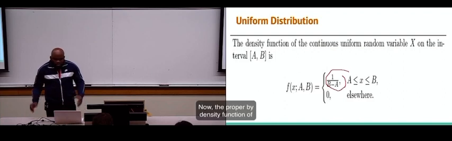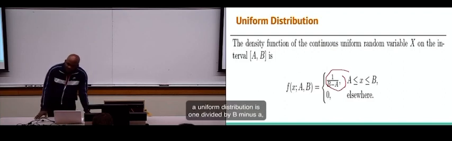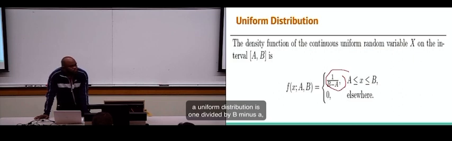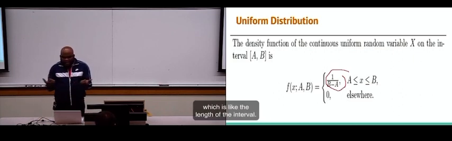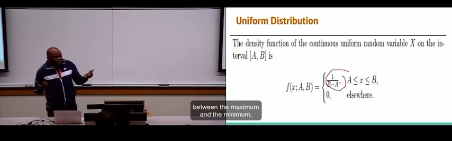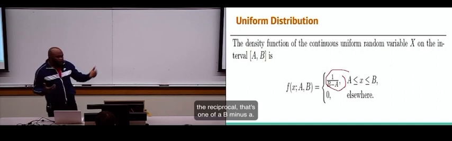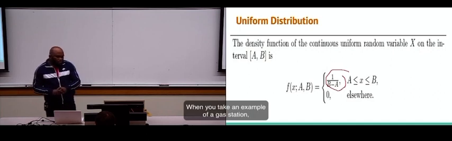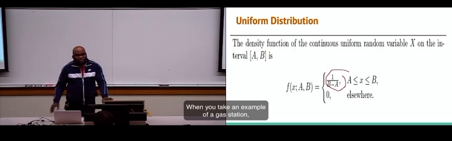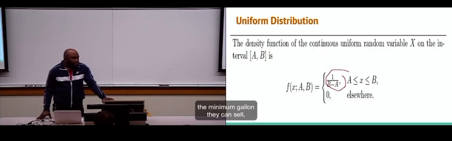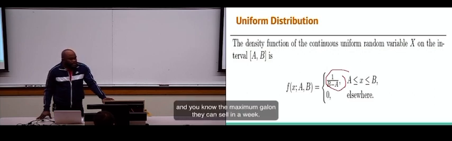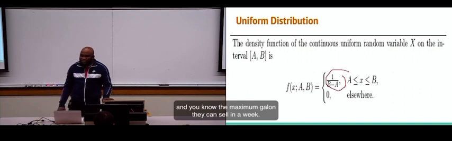Okay, now the probability density function of a uniform distribution is 1 divided by b minus a, which is like the length of the interval. Take a look at that. The difference between the maximum and the minimum, the reciprocal of that, that's 1 over b minus a. You know, when you take example of a gas station, let's say a particular gas station know the minimal gallon they can sell, and they know the maximum gallon they can sell in a week.